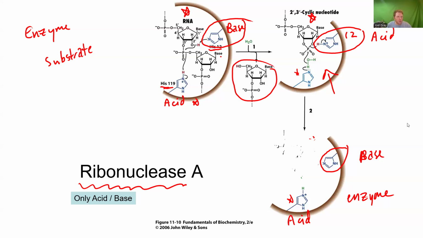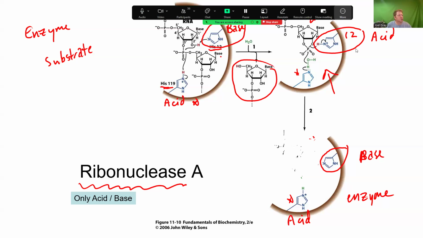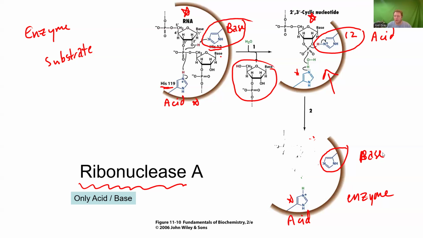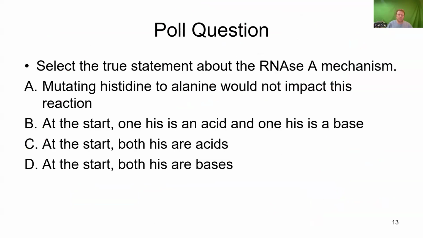Okay, so that's acid-base catalysis. Now, I've got a poll question that I want to do related to acid-base catalysis. Poll question is up, and now it's available. Select the true statement about the RNase A mechanism. A, mutating the histidine to alanine would not impact this reaction. B, at the start, one histidine is an acid and one is a base. C, at the start, both histidines are acids, and D, at the start, both histidines are bases.